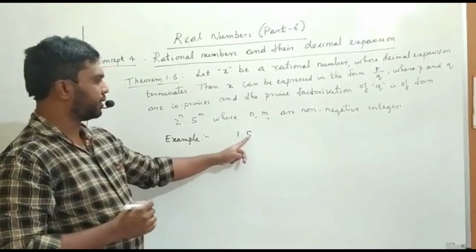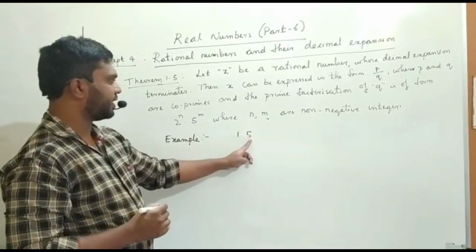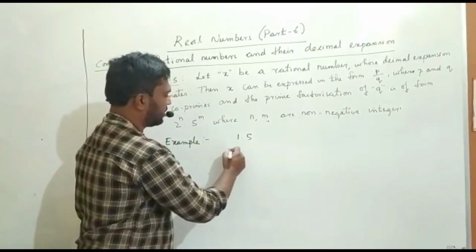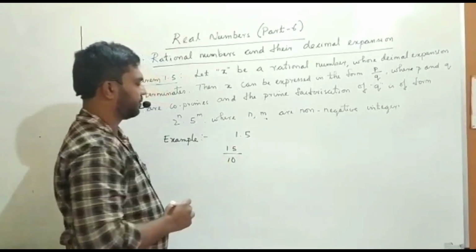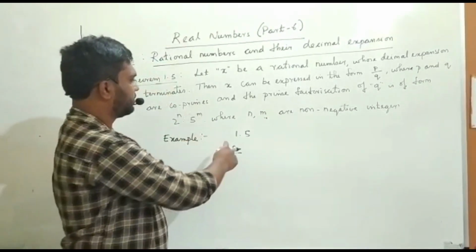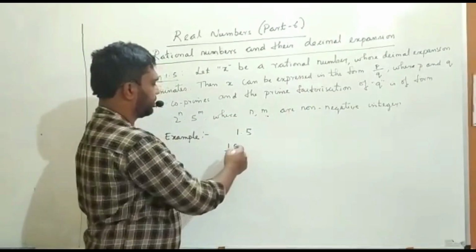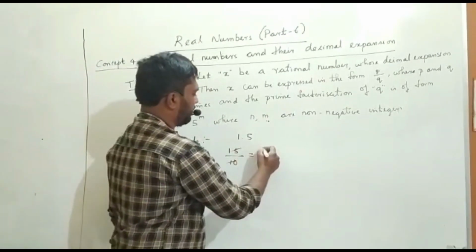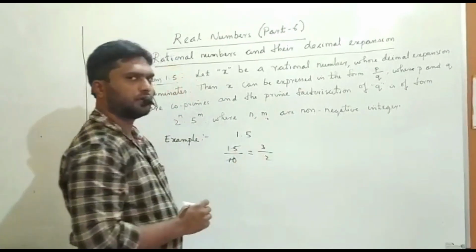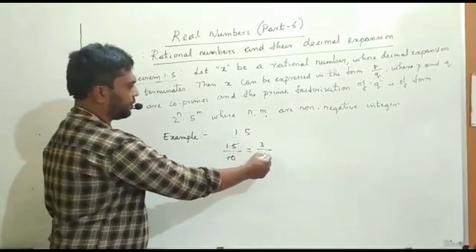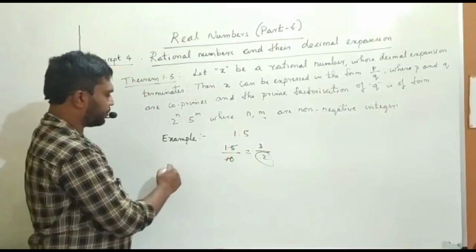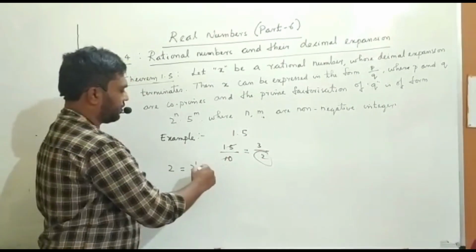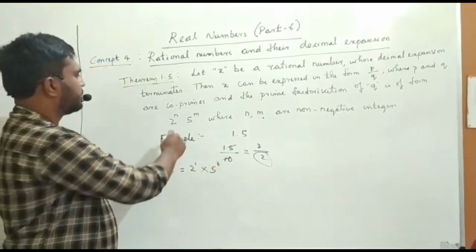1.5 is terminating because after the decimal point 5 is there, it stopped, it's not repeating. This 1.5 can be written as 15 by 10. You can see here the p by q form. If you want, you can simplify this: 5 3s are 15, 5 2s are 10. Now if you see the denominator q, 2 can be written as 2 to the power of 1, 5 to the power of 0. So it is expressed in this form.